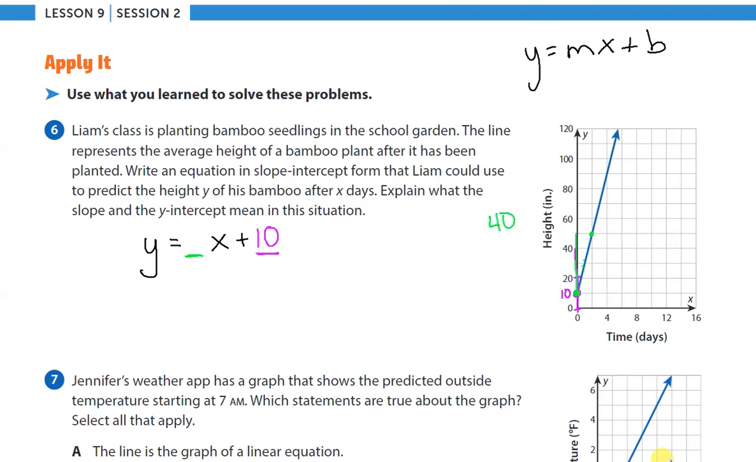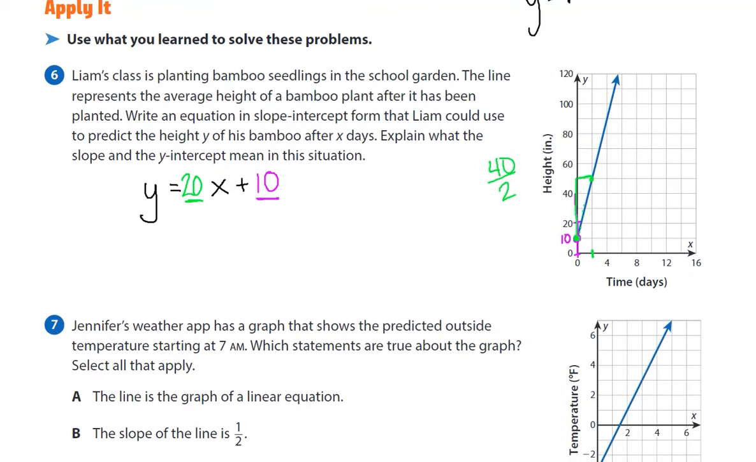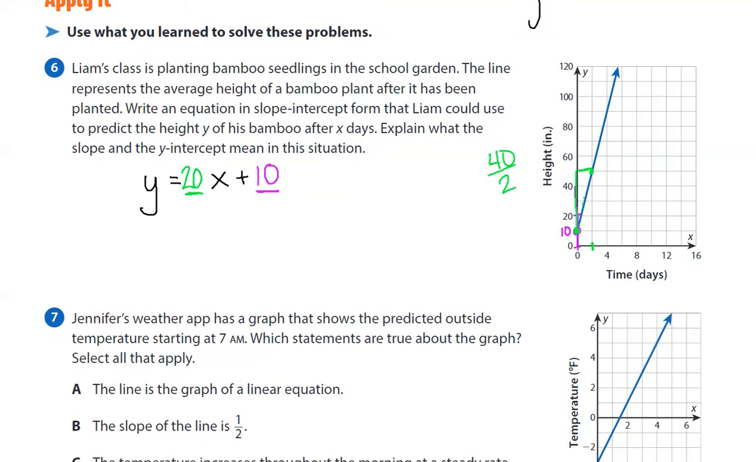And then the run, each of these spaces represents 2. So 40 over 2, which is just 40 divided by 2. 40 divided by 2 is 20. There you go. There's your line formula in slope-intercept form. Now it's asking, though, what is the slope and what do the y-intercept represent?